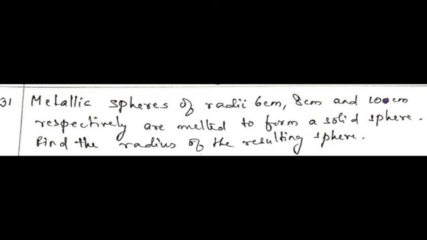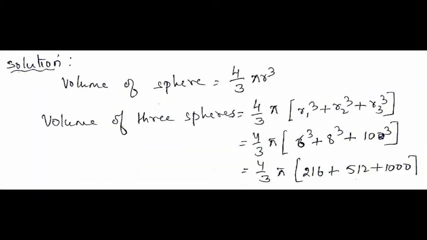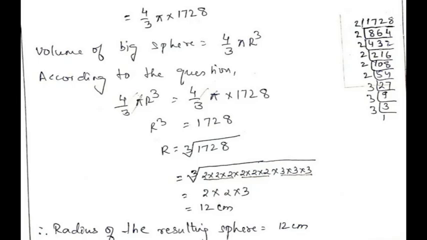Question 31. Metallic spheres of radius 6 cm, 8 cm and 10 cm respectively are melted to form a solid sphere. Find the radius of the resulting sphere. Volume of sphere is equal to 4 by 3 pi r cube. Volume will be same, and therefore you can equate the volumes, and finally you get radius is equal to 12 centimeter.